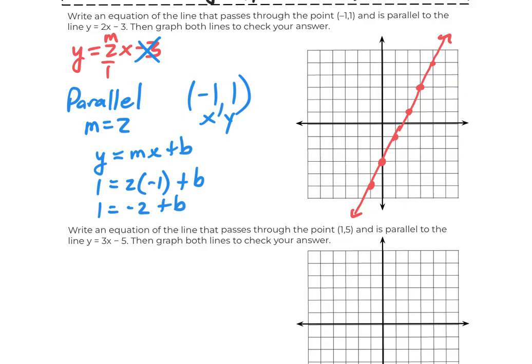And I've got to get b by itself. I want to solve for b. So to finish this out, to get b by itself, what would I have to do? Add 2, sorry. b equals 3.